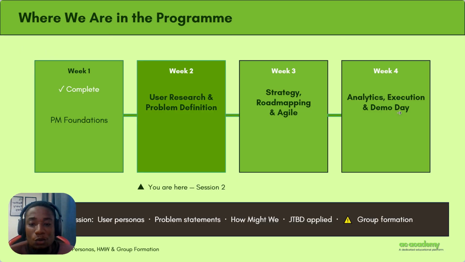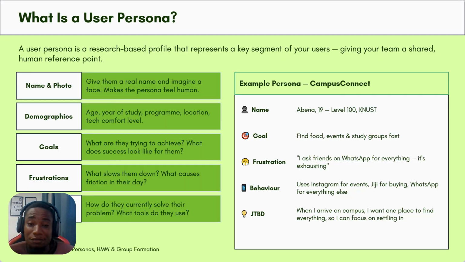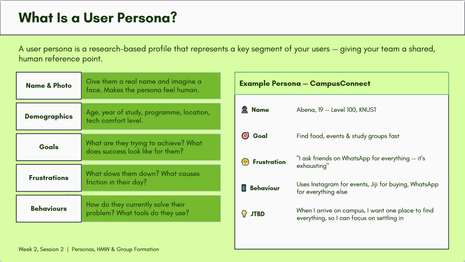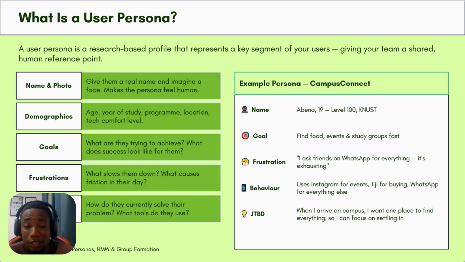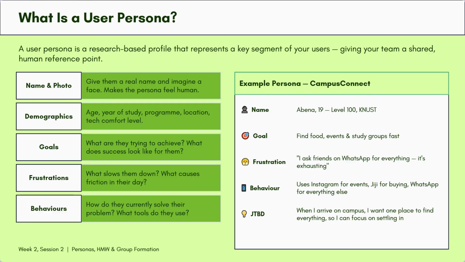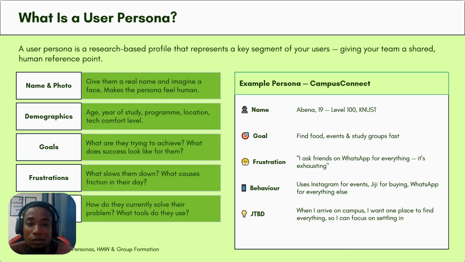Today we're going to take all those raw, messy insights you gathered, translate them into clear product definitions. We are covering user personas, problem statements, and the HMWs. All right, so that's what we're handling here, and then we touch on JTBD, how to implement them in your project work this week.